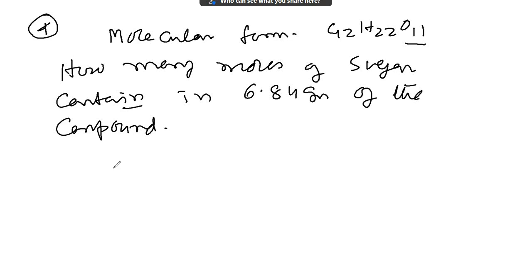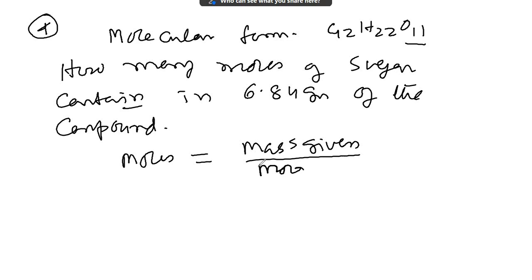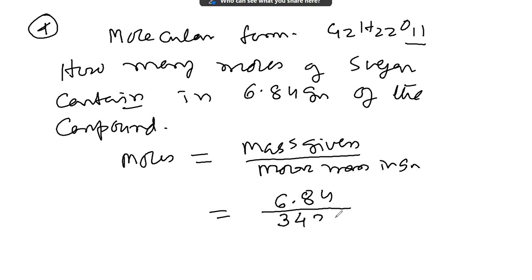Moles is equal to what? As mass is given over here, mass given divided by molar mass in gram is equal to 6.84 divided by 342 gram per mole. Molar mass has no unit, but when molar mass is expressed in gram, it is called gram mole. That means this gram is for 1 mole. Now if I solve it, it will be what?